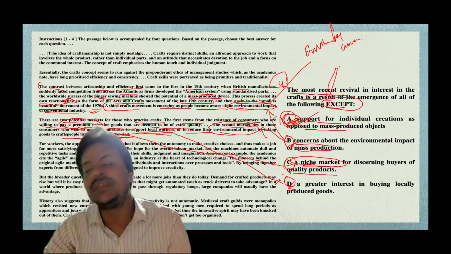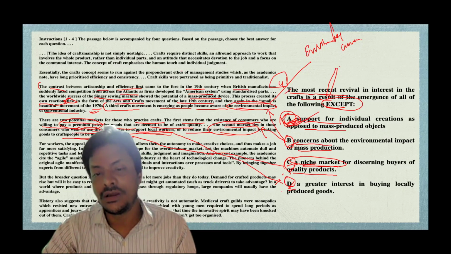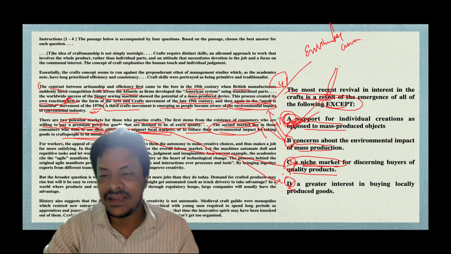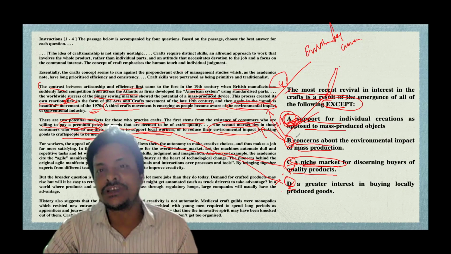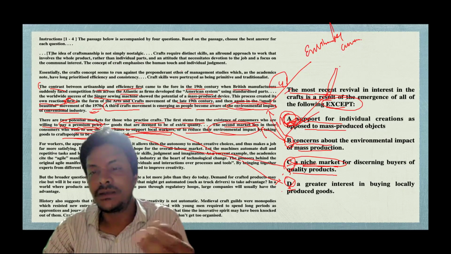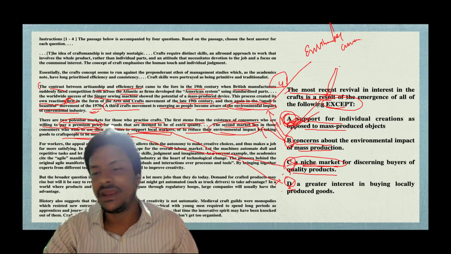Let me point out how you derive this step by step. When you talk about reading comprehension and you find the questions and the choices, scan for mentions of some of the small phrases. Here the question is indicating what the revival in crafts is. When you say B, C, D, it tells about the environmental reason, quality conscious buyers, plus support local workers. So B, C, D are clearly scanned from the passage. But A is not mentioned anywhere, about individual creation versus mass production. Therefore, A is the exception.